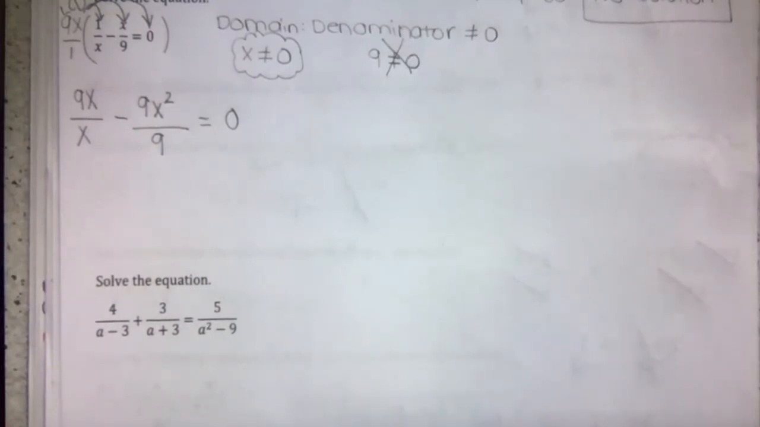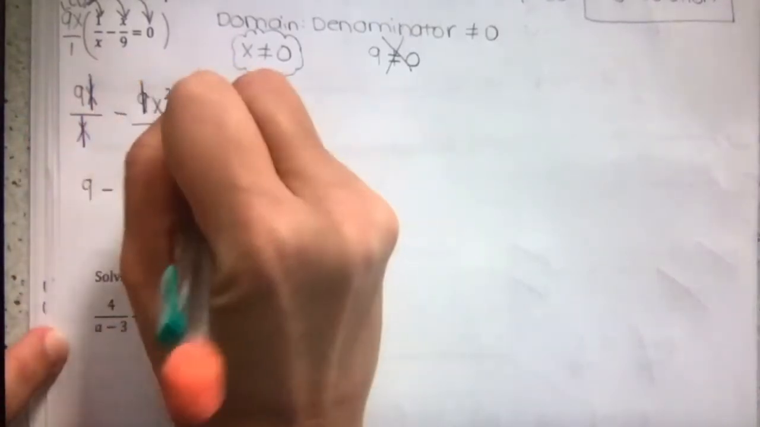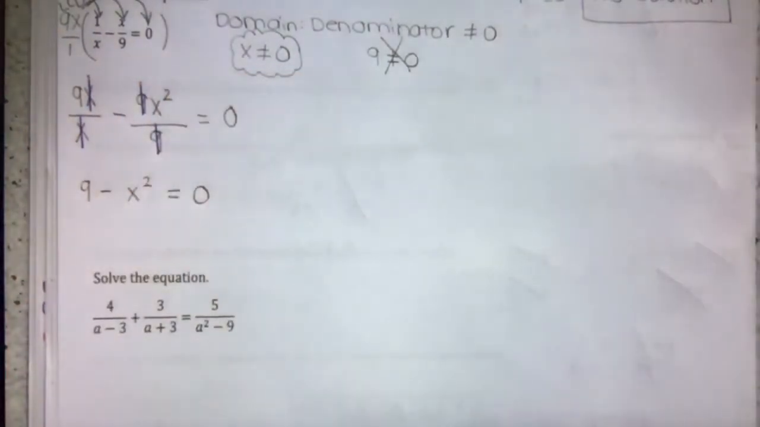Now whenever we simplify, our fraction should go away. So I have 9x over x minus 9x squared over 9 equals 0. So in our first fraction, the x cancels out. In the second fraction, the 9s cancel out. So we are left with 9 minus x squared equals 0.